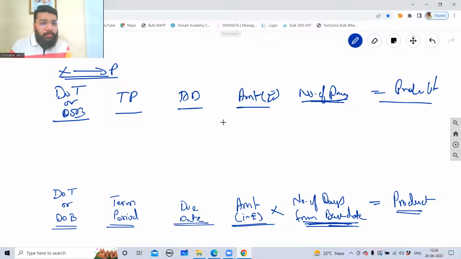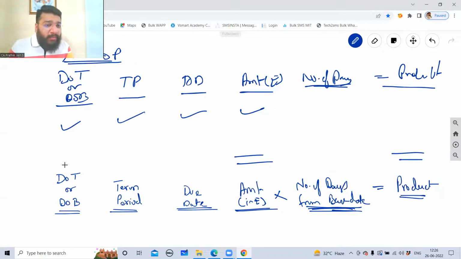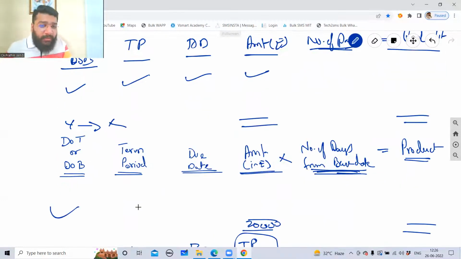So you'll do the tabular column. You'll do this, this, this, this, and wait. Then you will go to the second table where the payment is made by Y to X. In that also, you will do this, this, this, this, and wait. Why? Because you have to compare both the tables.